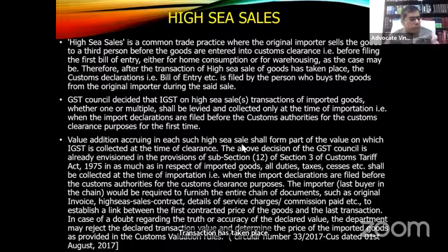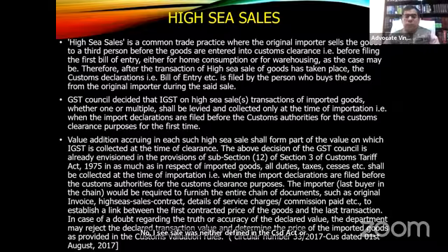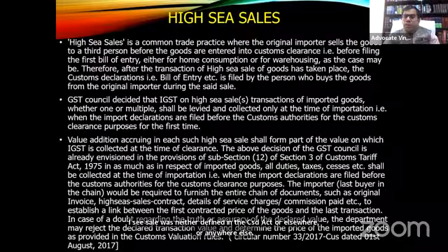Now, another interesting concept, which has been a bone of contention and the subject matter of litigation, is the high seas sale. Now, high seas sale was neither defined in the CST Act or the erstwhile VAT Acts or anywhere else, nor is it defined in the IGST Act or CGST Act also.